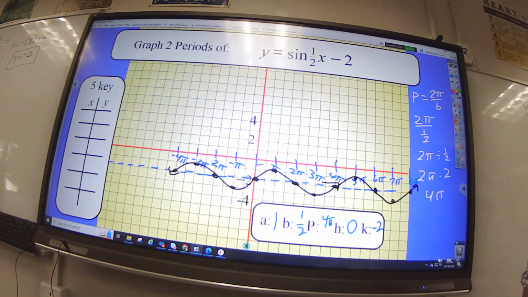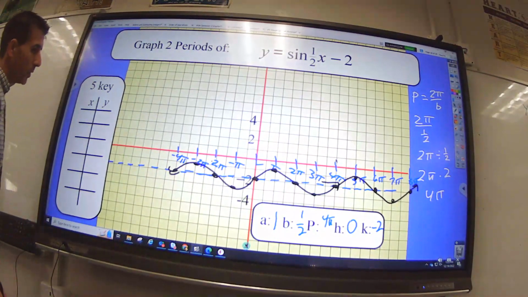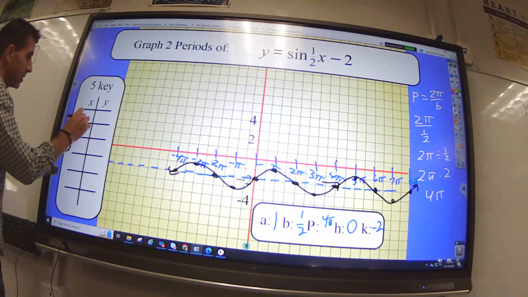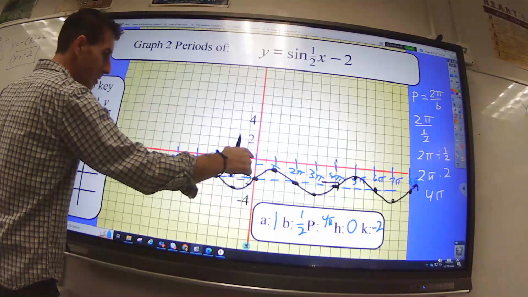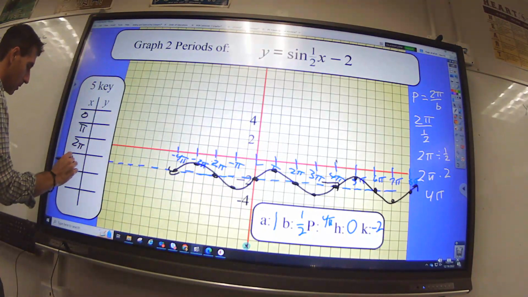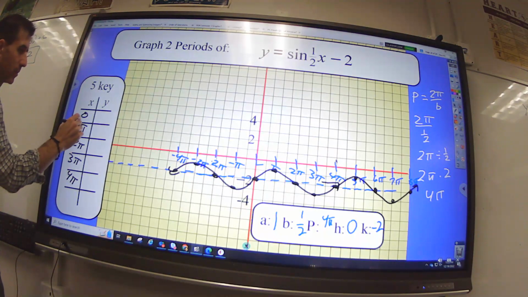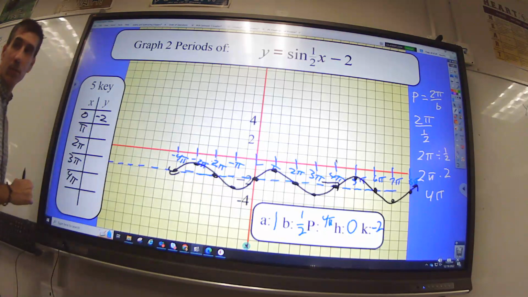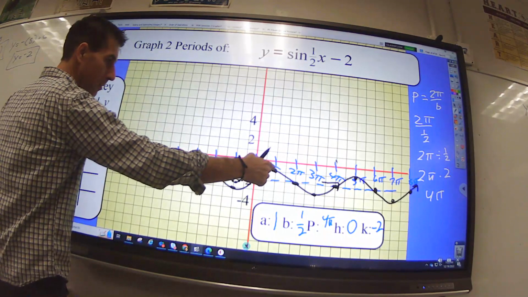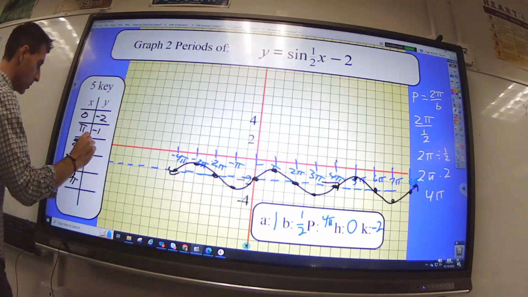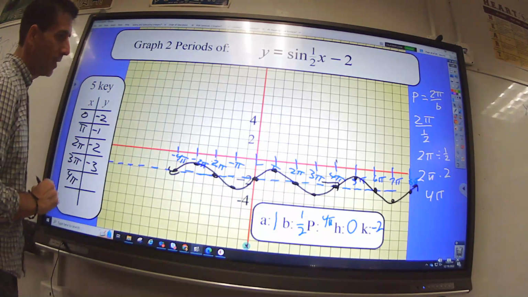The 5 points. Oh, 5 key points. 1, 2, 3. 5 key points. We got 0, pi, 2 pi, as you can see here, right? 0, pi, 2 pi, 3 pi, 4 pi. 1, 2, 3, 4, 5. What do I have at 0? -2, right? What do I have at pi? -1. 2 pi, -2. 3 pi, -3. And then 4 pi.